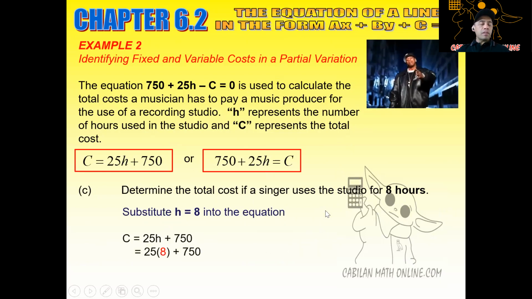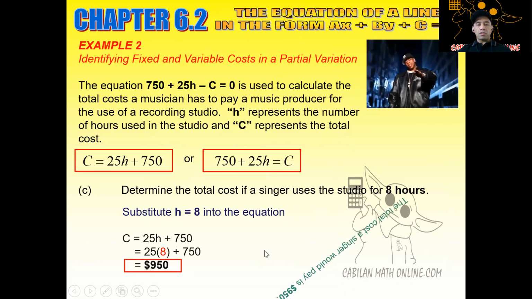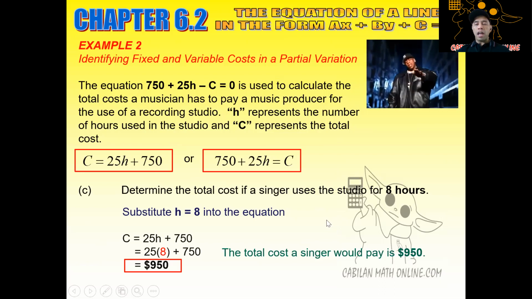Now again, using a scientific calculator, you could actually get this next answer in one shot. So last but not least, when I put that in my calculator, you should get a final answer of $950. So if the studio is being used for 8 hours, the singer would have to pay a total of $950.